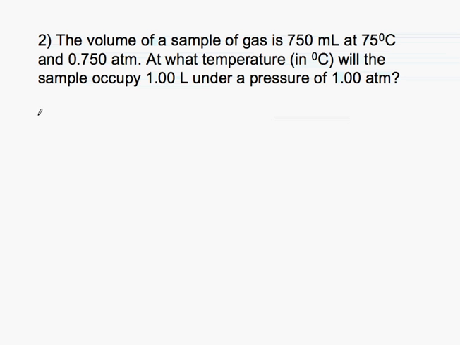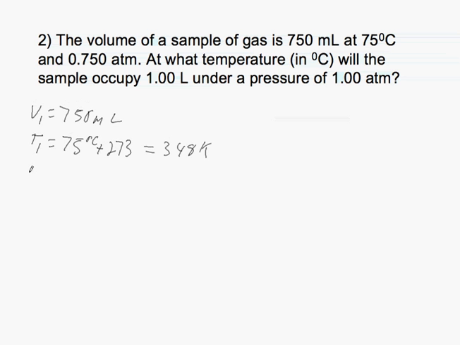So first thing we have here is V1. The volume of the sample of gas is 750 milliliters, so that's my V1. I have at 75 degrees, so T1 is equal to 75 degrees Celsius, but this number needs to be converted to Kelvin, so we add 273, which is going to give us 348 Kelvin.